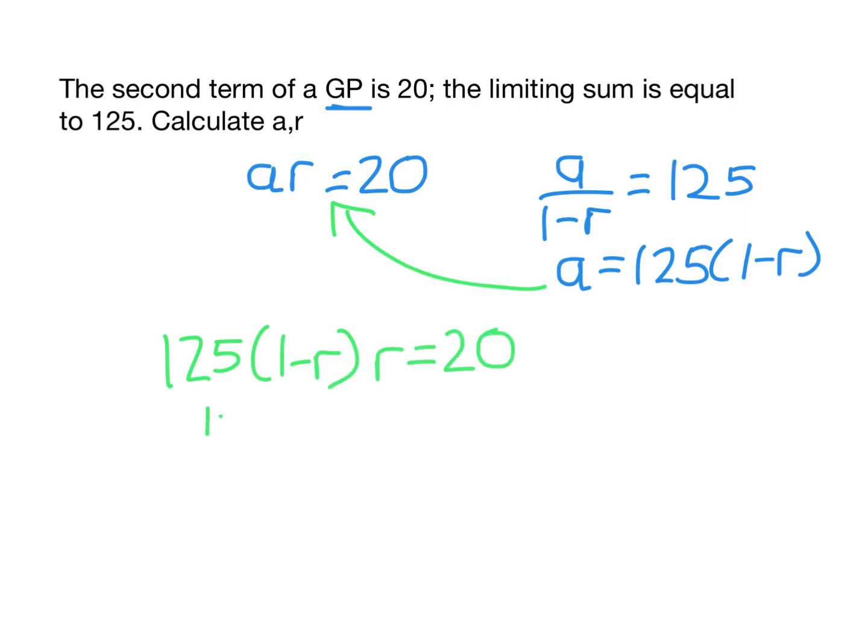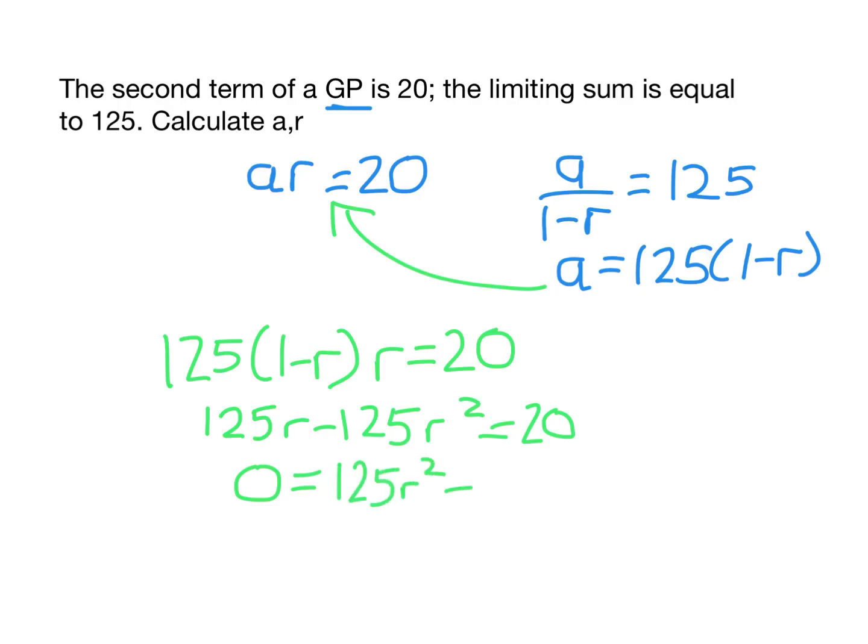So let's go ahead and expand this. 125 times 1 times R is 125R. 125 times -R times R is minus 125R squared. So this here is a quadratic. We need one side equal to 0. So I'm going to subtract this and add this to both sides. I get 0 equals 125R squared minus 125R plus 20.